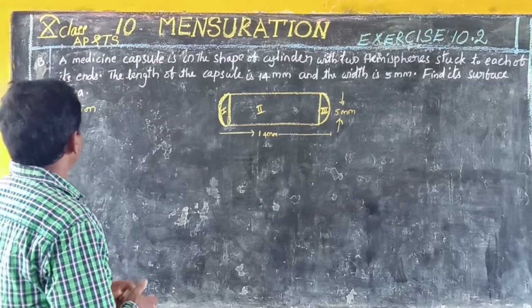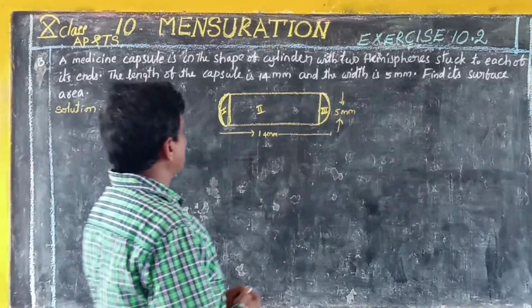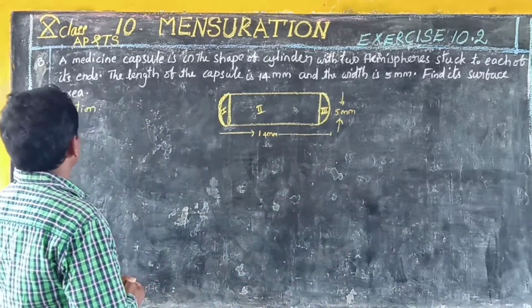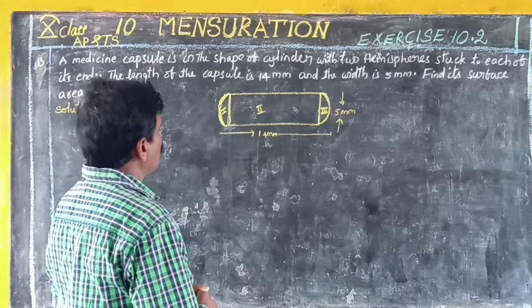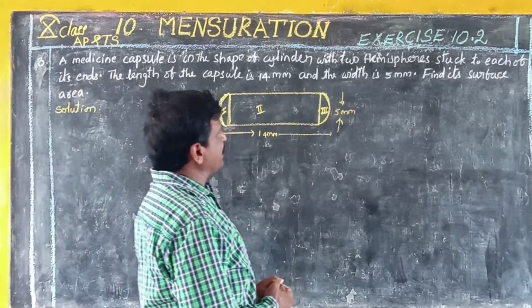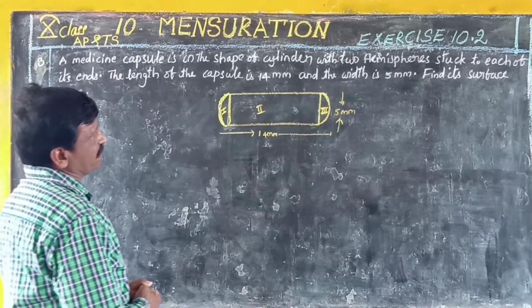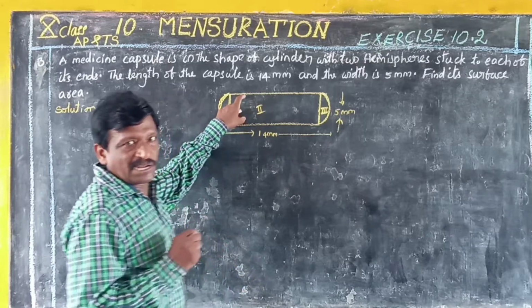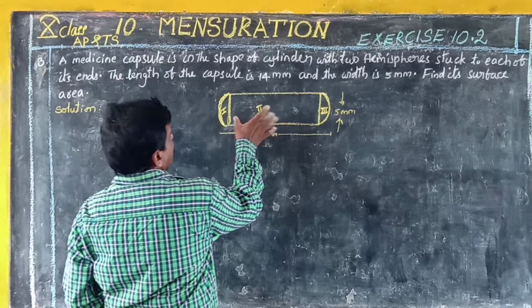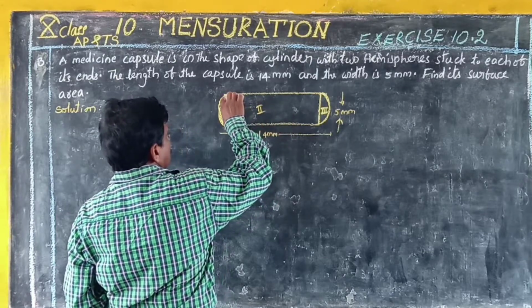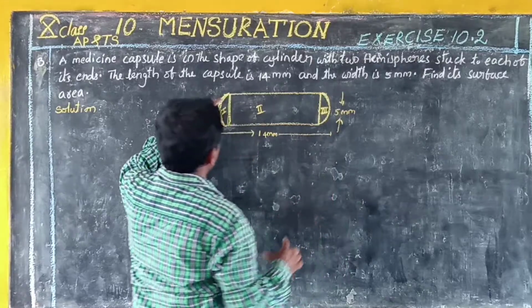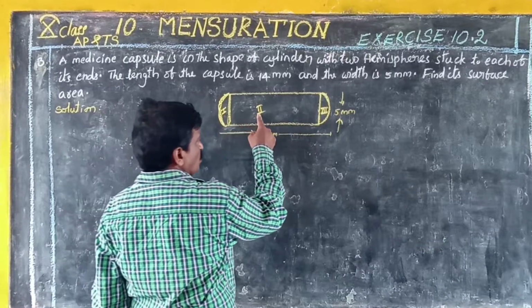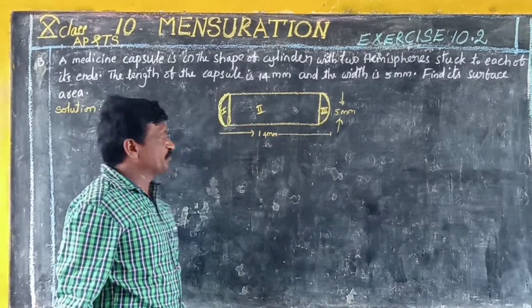Third sum. A medicine capsule is in the shape of a cylinder with two hemispheres stuck to each of its ends. The length of the capsule is 14 mm and the width is 5 mm. Find its surface area. See the capsule: it's a cylinder with two hemispheres attached. Part 1 hemisphere, part 2 cylinder, part 3 hemisphere.